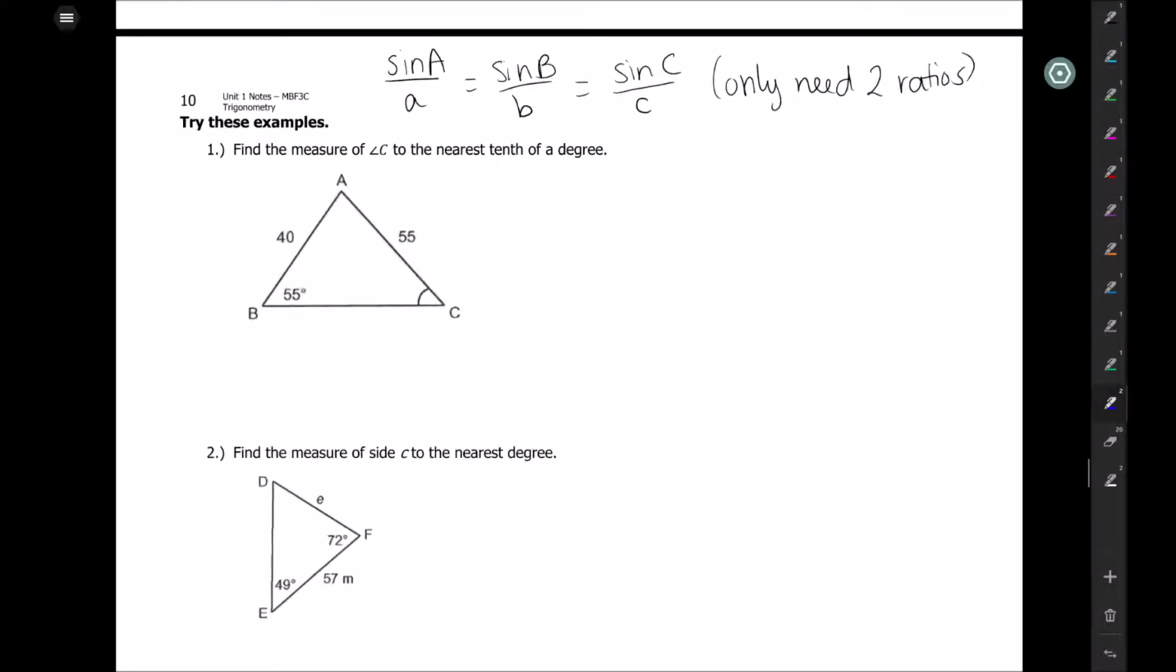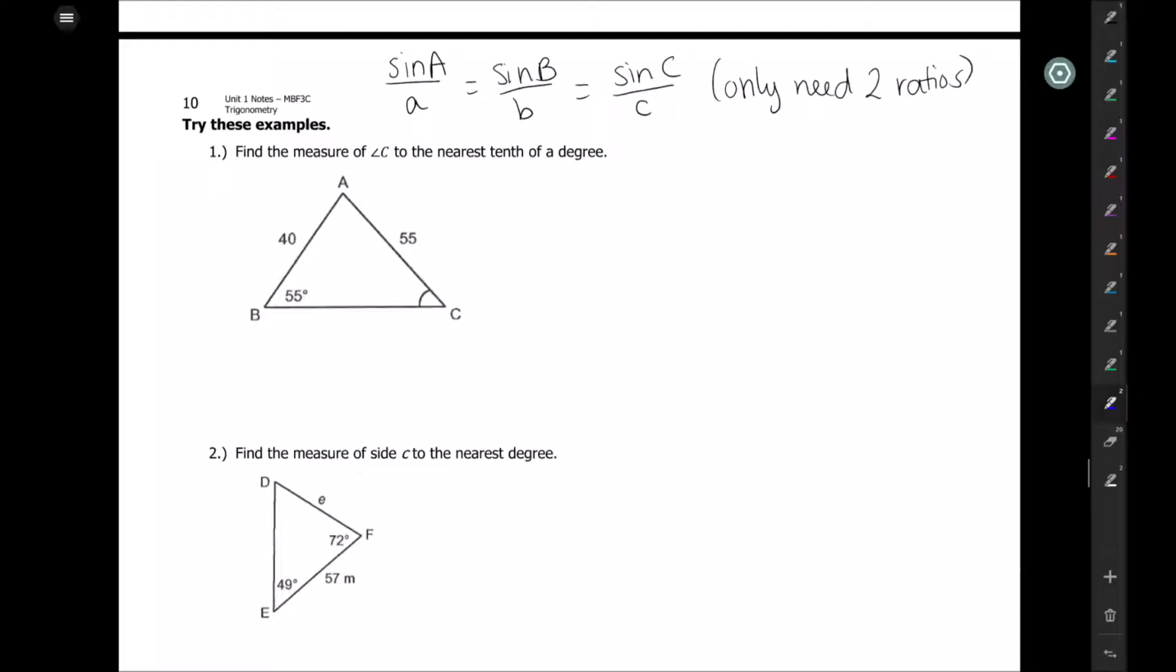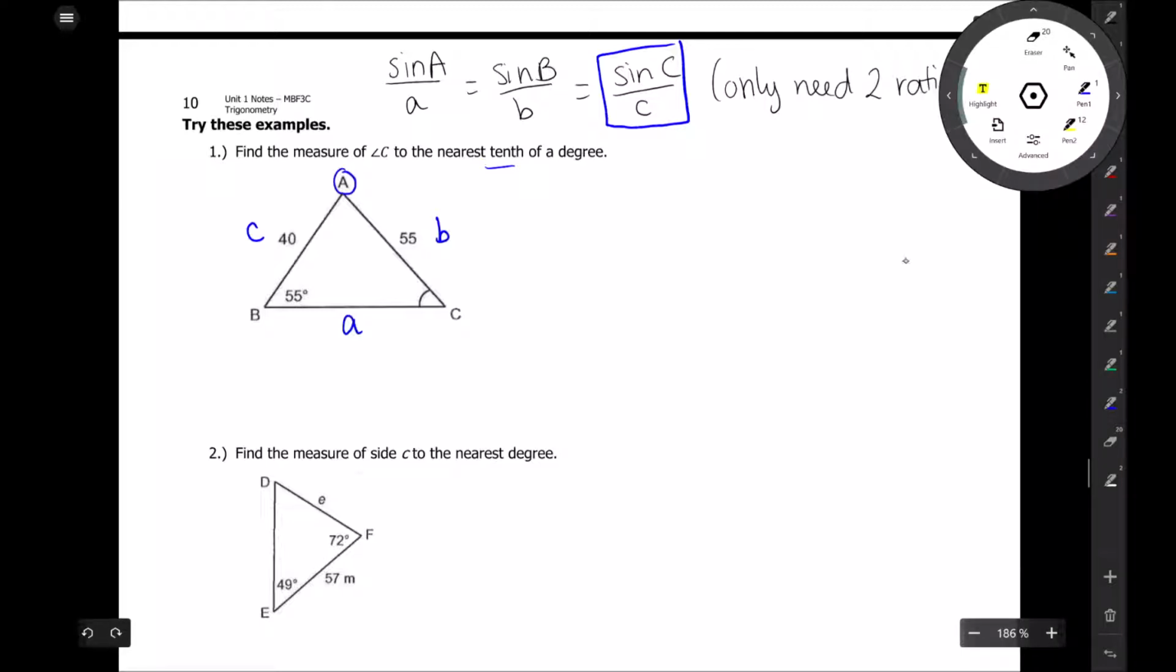Number 1 says find the measure of angle C to the nearest tenth of a degree. The first thing we need to do is, if this is angle A, then across from it is side A, and we use lowercase a for sides and uppercase A for angles. If this is angle B, then across from it is side B, and if this is angle C, then across from it is side C. Since we want angle C, we need to use sine of C in our proportion. The other thing we need to look at is, what information do we have that we can use?